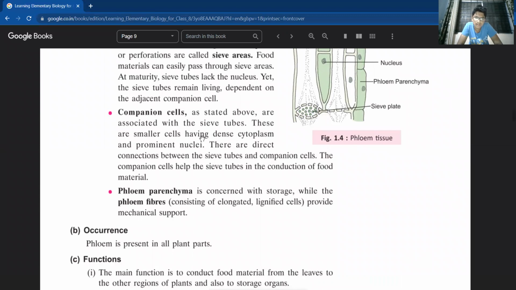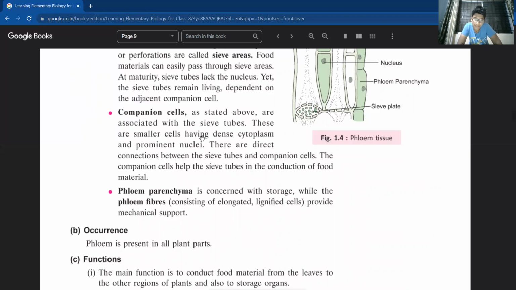Companion cells. Companion cells are those associated with sieve tubes. They are smaller than the sieve tubes, with dense cytoplasm and nuclei. There are direct connections between sieve tubes and the companion cells. The companion cells help the sieve tubes in the conduction of food material.